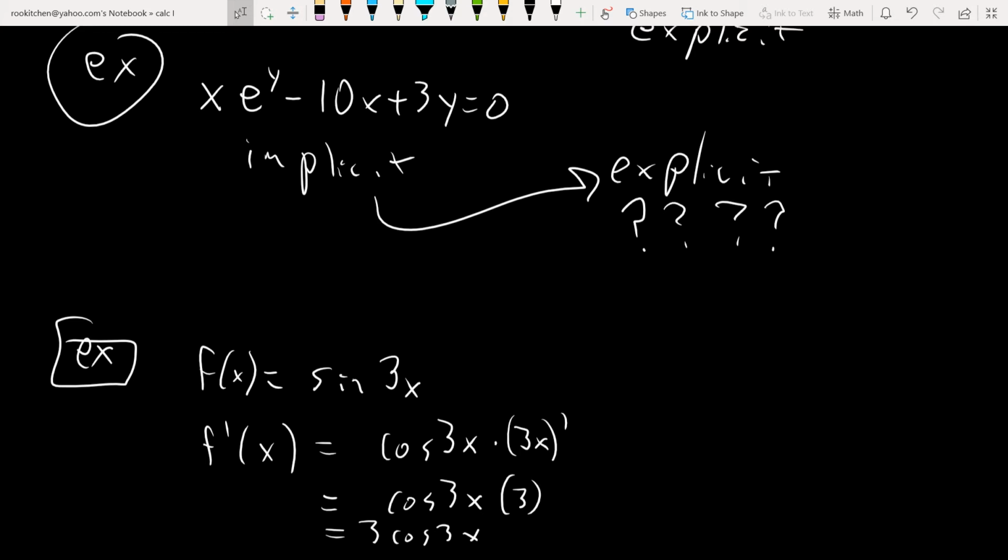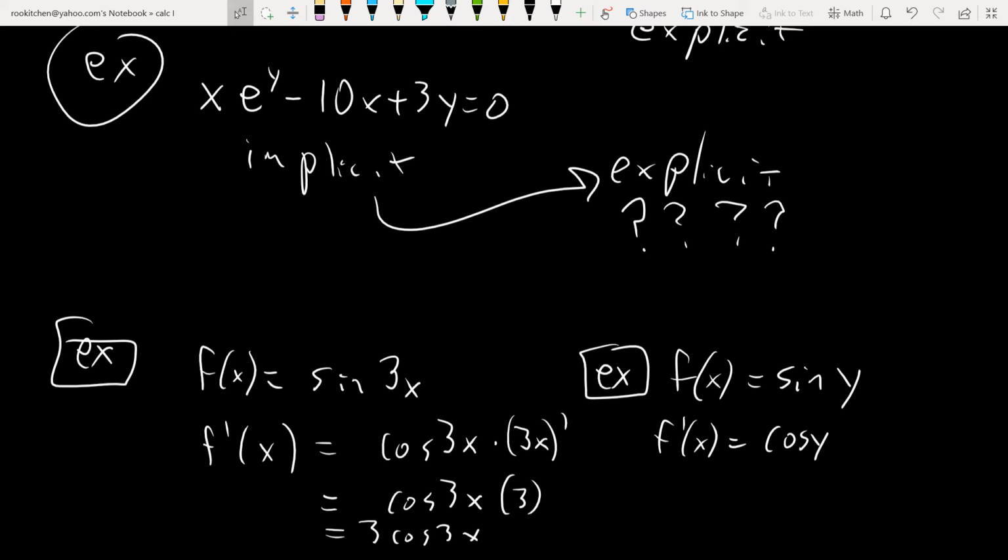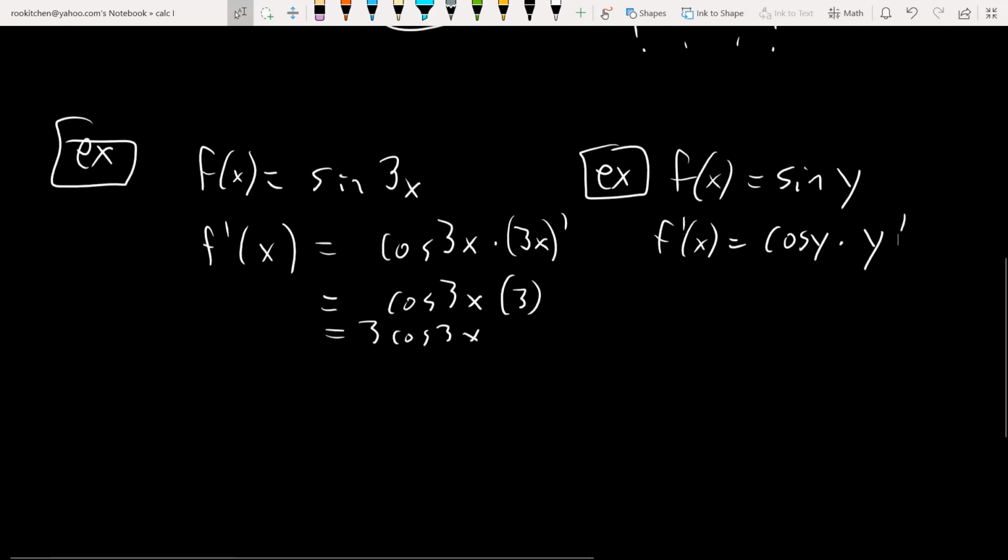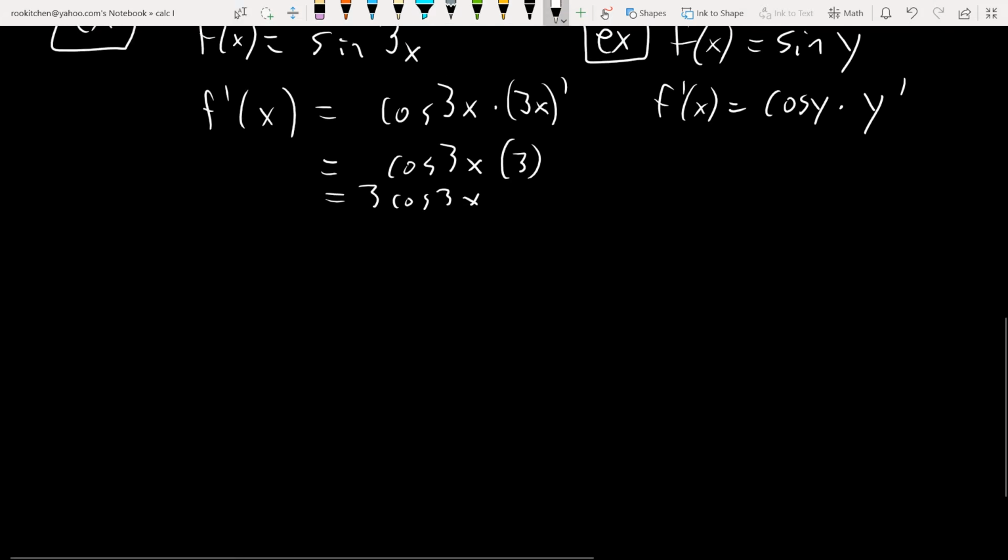Okay, but now instead of that 3x, we kind of have some unknown thing, right? So we kind of have like sine of y. So how do I take the derivative in that case, f prime of x? Well, you're going to basically use the chain rule, right? So it's going to be cosine of y, but then times the derivative of y. The only problem is now we don't really know what y is. So what we're going to have to do is just leave it like that. Okay, leave it like y prime. So let's take a look. Let's get in here and take a closer look, and hopefully it will make more sense.